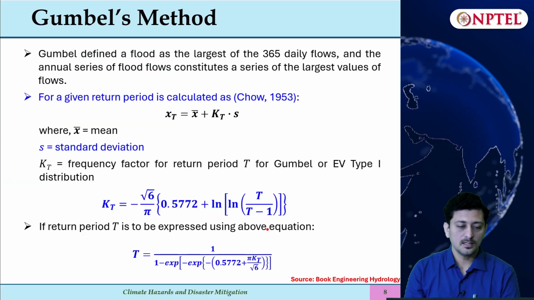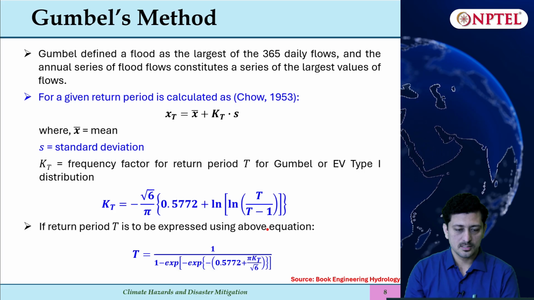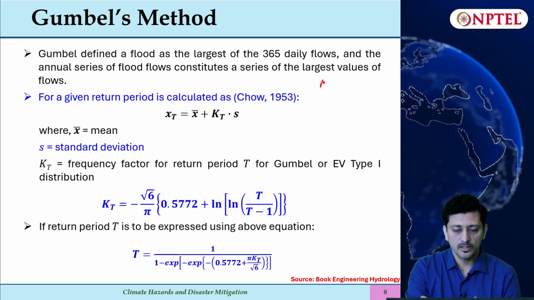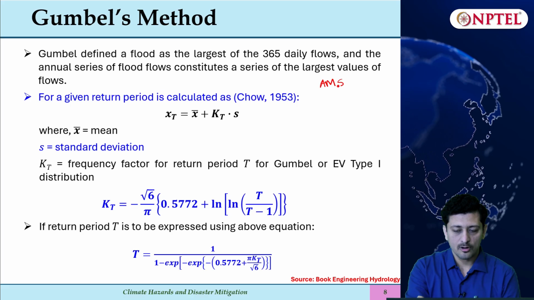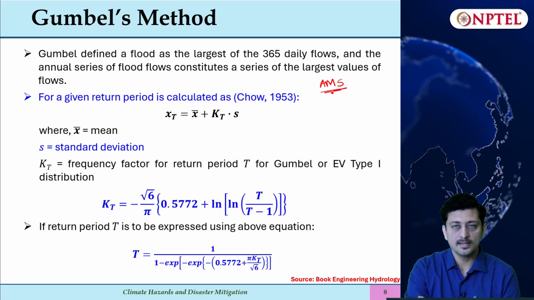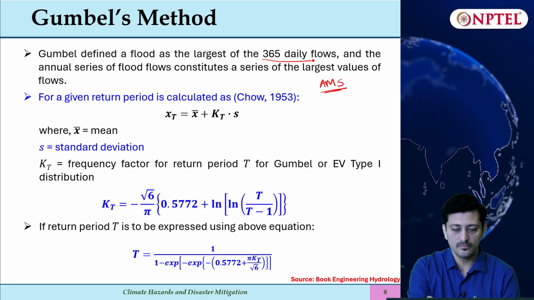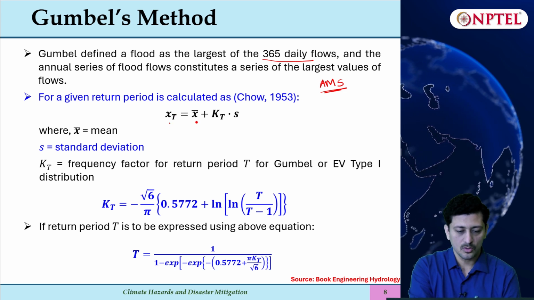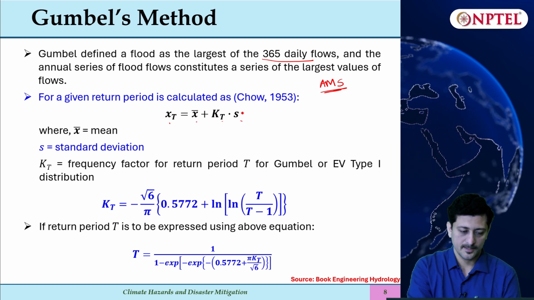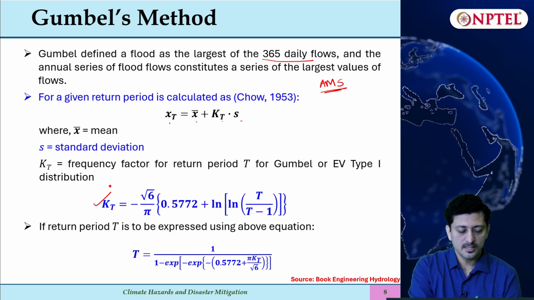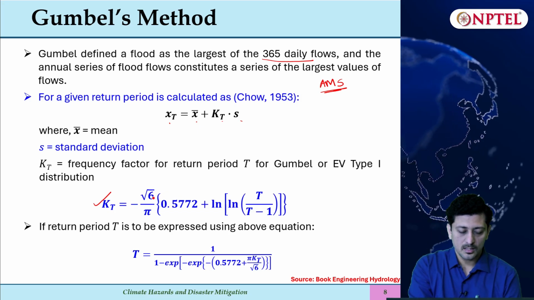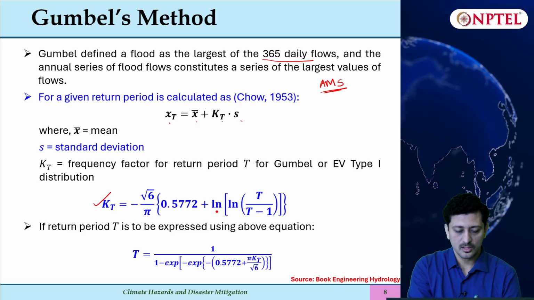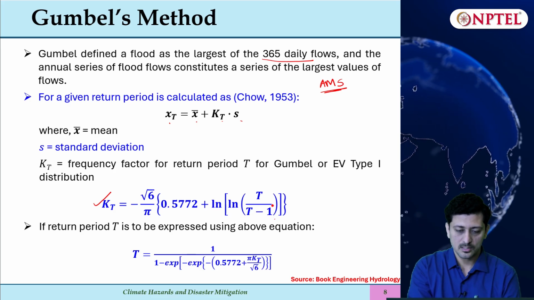We saw Gumbel's method, which is used for univariate distribution. In Gumbel's method, we work with the AMS, that is annual maxima series, which will give you the largest value of 365 daily flows, and then we can calculate the return period using the equation xT equal to x bar plus KT into s. Here KT is a frequency factor, which can be estimated as minus square root of 6 by pi, into 0.5772 plus ln of ln T upon T minus 1.